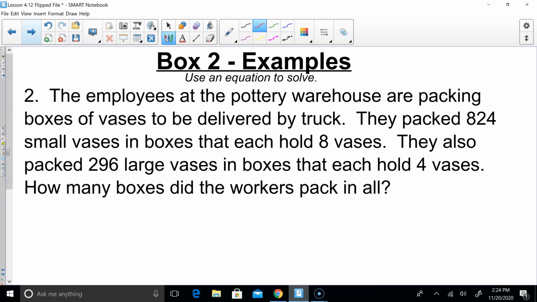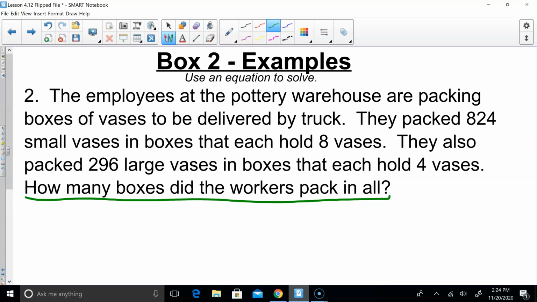All right, there's a lot of numbers going on. There's vases, there's boxes, so let's read it again and make sense of this one. The employees at a pottery warehouse are packing boxes of vases to be delivered by truck. They packed 824 small vases in boxes that each held 8 vases. They also packaged 296 large vases in boxes that each hold 4 vases. How many boxes did the workers pack in all? So we're thinking about how many boxes.